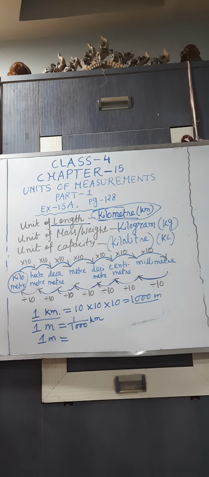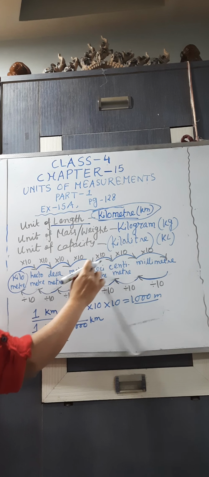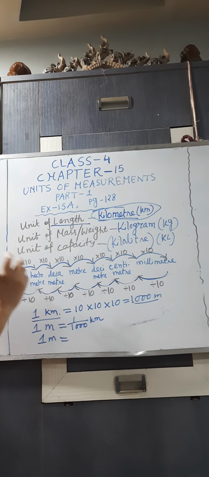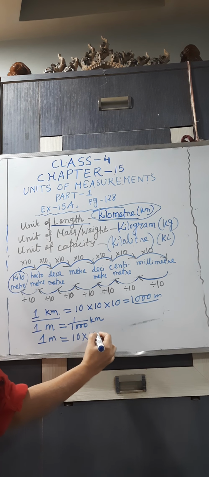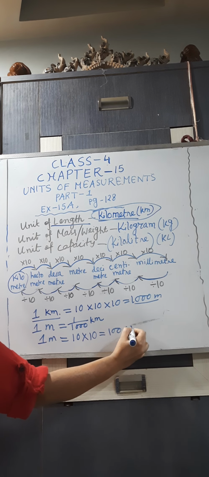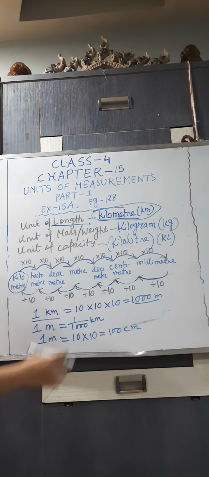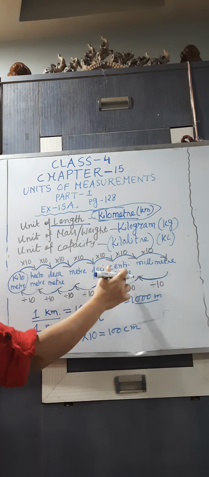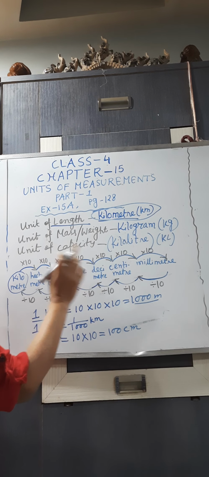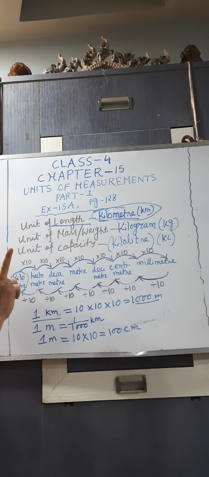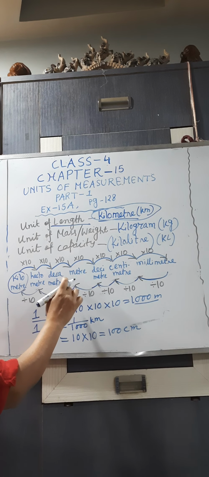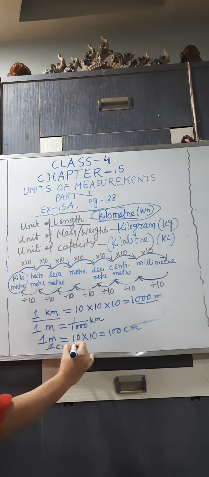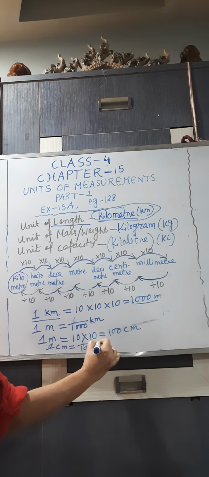Same as if I ask you 1 meter is equal to how many centimeter? From meter to centimeter, we have to move from meter to decimeter and decimeter to centimeter. Two steps. That means 10 into 10, that means 100 centimeter. Now, if I move from centimeter to meter, then we again have to cross two steps, that is centimeter, decimeter, then meter. So 1 centimeter is equal to 1 by 100 meter.